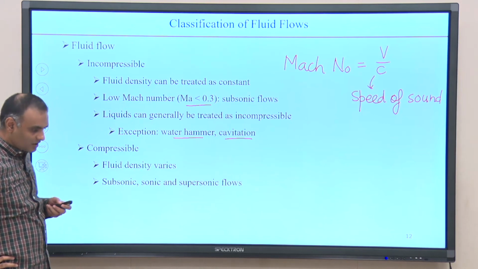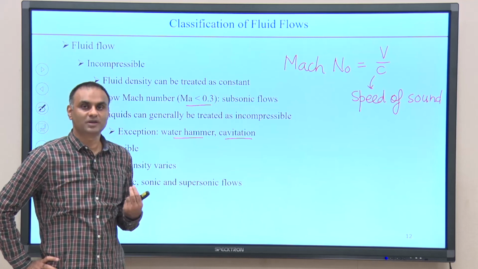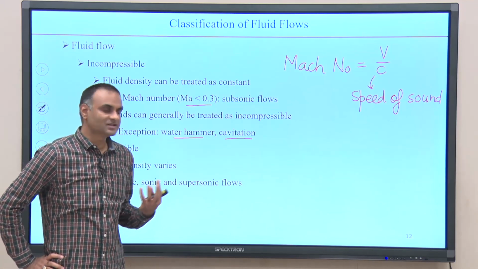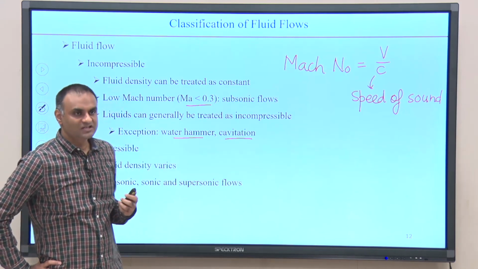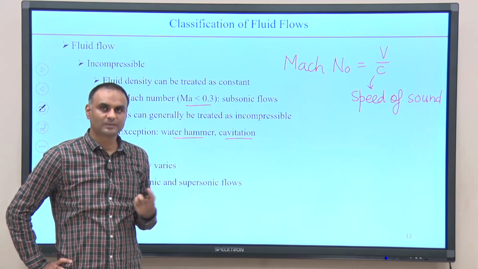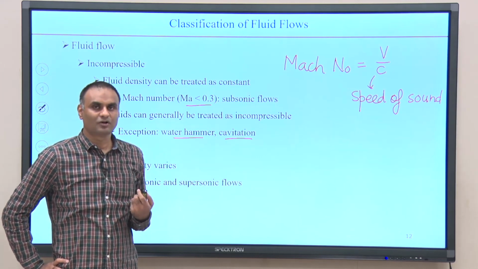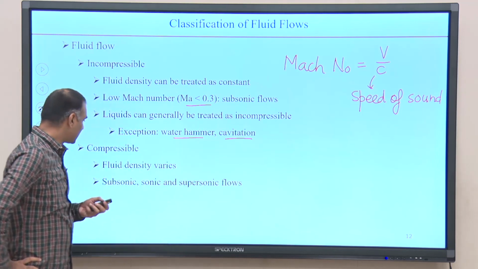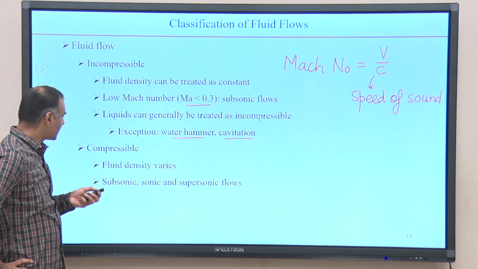For gases, generally one would think that gases should be treated as compressible fluids, but even for gases, at low Mach numbers, if it is an isothermal flow, the density changes are not very large, and the flow of gases can be treated as incompressible flow. But at higher Mach numbers, the gases need to be treated as compressible flows.